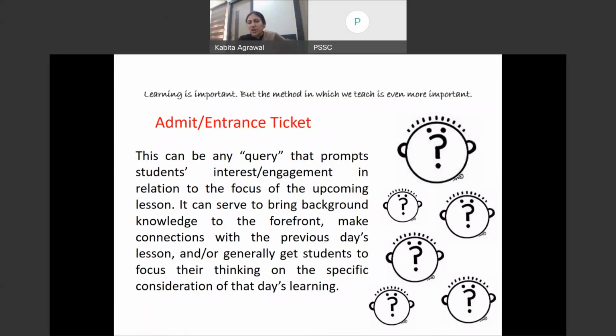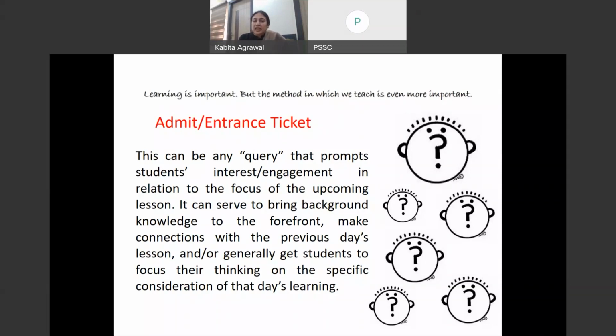For any topic, there could be something like an entrance ticket or admit. When you go to a movie hall, you need a ticket to enter, right? So for any topic, for the brain to enter, there has to be some ticket or bonus, something interesting that the child looks forward to. Why? What is there? I'm going to say in this, okay? So it's about how you admit the topic to the child's brain. There can be queries, prompts, interests or engagements that focus on the upcoming topic.